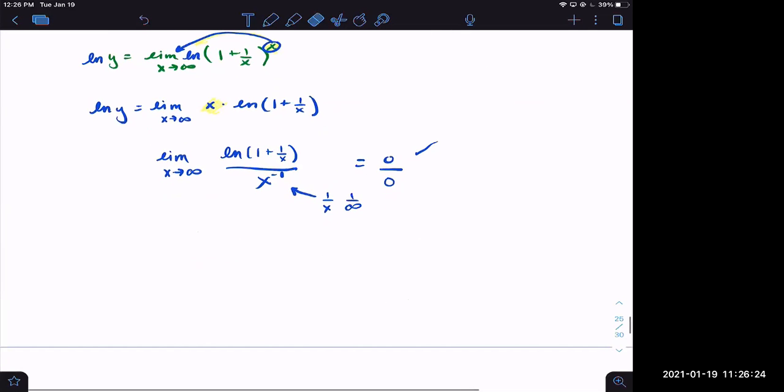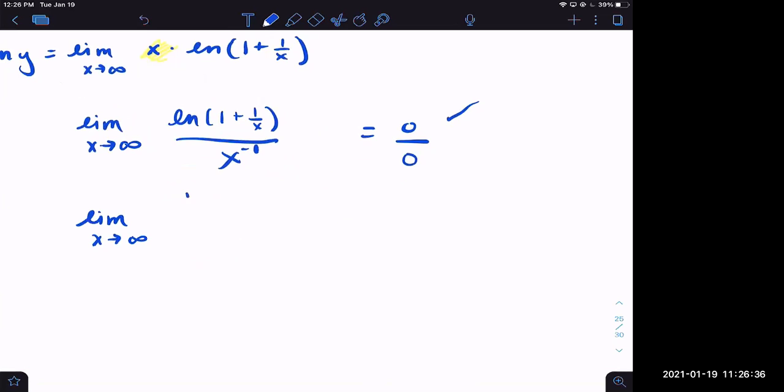Okay, L'Hopital's rule says take the derivative. So we're going to take the derivative of the top and the derivative of the bottom. Don't bother simplifying the derivative. So on top, the derivative of ln is just 1 over all of the inside stuff. But then I have to multiply by the derivative of the inside. The derivative of 1 over x would be negative 1 x to the negative 2. Okay, so I've taken the derivative of the top. Then you divide by the derivative of the bottom. Look how great that is. The derivative of the bottom is negative 1 x to the negative 2.